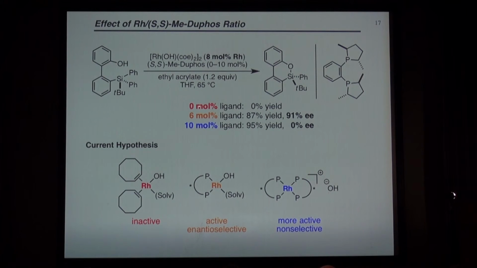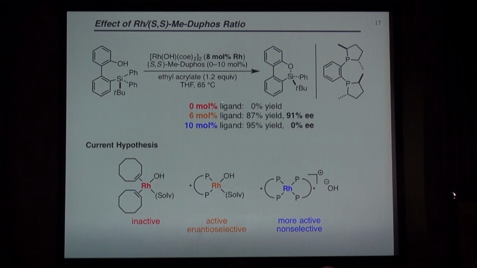And when we used no ligand, no diphos, just rhodium, it gave no reaction. But when we used slight excess of rhodium, 8 mol% of rhodium, 6 mol% of ligand, we got high yield and high EE, as I showed you in the previous slide. But if we increased too much amount to 10 mol% of ligand to 8 mol% of rhodium, we got high yield of the product, but racemic product was generated.